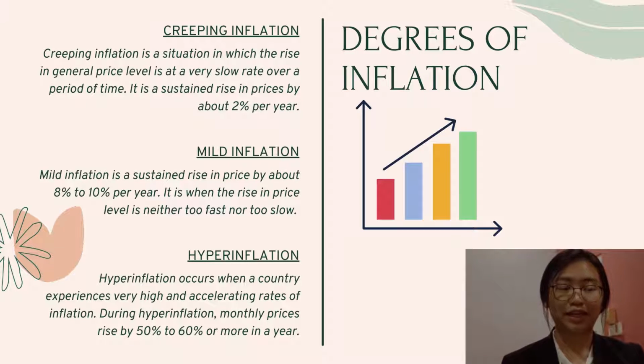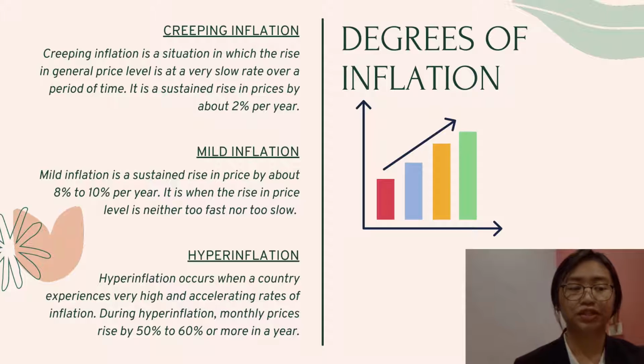I will be explaining the degrees of inflation. Firstly, we have creeping inflation. Creeping inflation is a situation in which the rise in general price level is at a very slow rate over a period of time. It is a sustained rise in prices by about 2% per year.